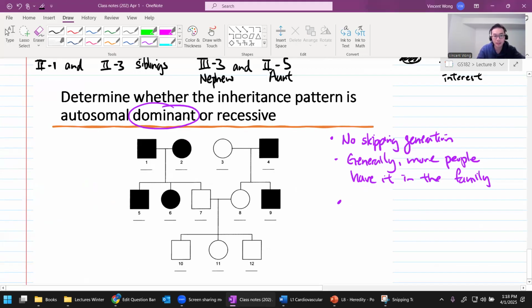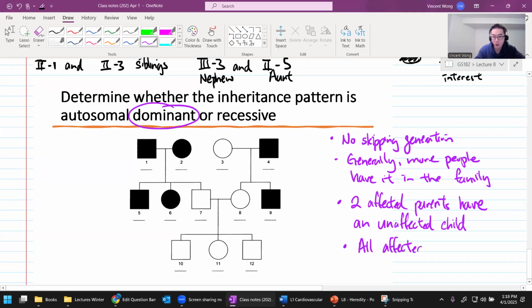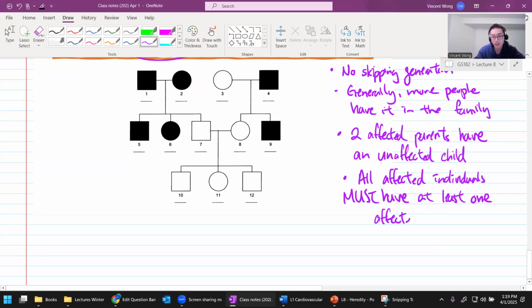And the nail in the coffin that shows you it's not recessive is that two affected parents have an unaffected child. That's definitely not recessive. And also, all affected individuals must have at least one affected parent. Okay, copy it down first. I'll explain.